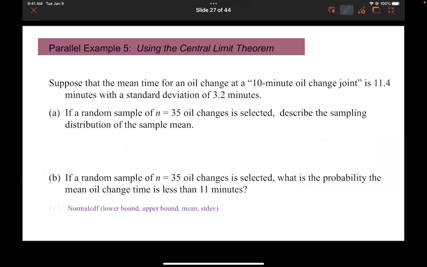Suppose that the mean time for an oil change at a 10-minute oil joint is 11.4 minutes with a standard deviation of 3.2. If a random sample of n equals 35 oil changes is selected, describe the sampling distribution of the sample mean. Describing it just means we want our mean and our standard deviation. So go ahead and find those. This is a good example.